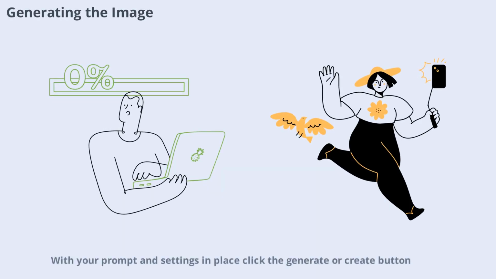With your prompt and settings in place, click the Generate or Create button. Gemini will process your request, which may take a few moments depending on the complexity of your prompt and current server load. Be patient. Detailed images can require extra time. Once the image is ready, it will appear in the results area. Now, let's review your generated image and see how to refine it if needed.